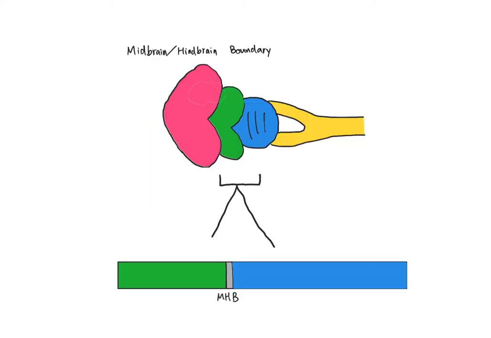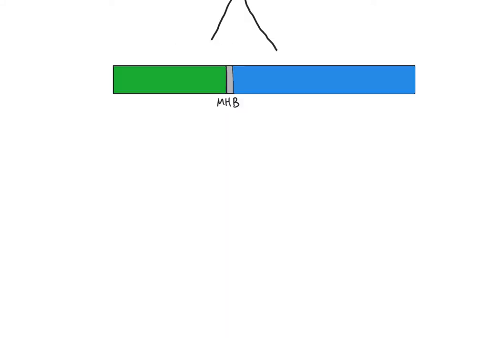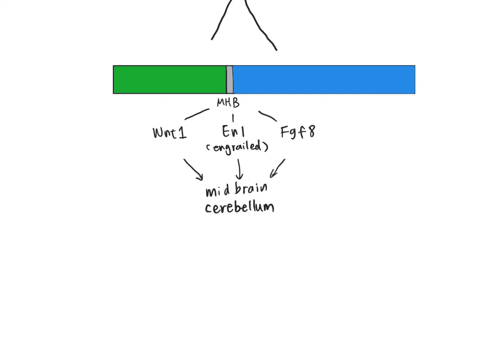Then, what are the key signaling molecules in this midbrain-hindbrain boundary region? WNT1, Engrailed, and FGF8 were found to be the most important players in establishing the patterning here. In experiments, mice that were deficient in any one of these signaling molecules lost most of the midbrain and cerebellum, which suggested that Engrailed, WNT1 and FGF8 were functioning in an interconnected network, so deleting any one of them affects the expression of the other two.